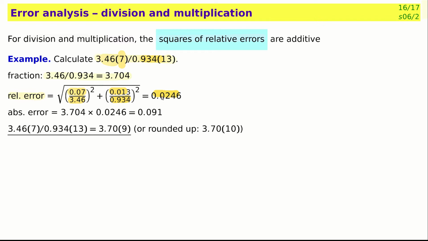This is the relative error. I need the absolute error, and it is the calculated fraction times this relative error here. It is 0.09. So the result, a bit rounded, will be 3.70 with the error of 0.09, or we can round it up. I don't know how to do it correctly. It depends also how this is rounded. It's safer to round it up if you wish.